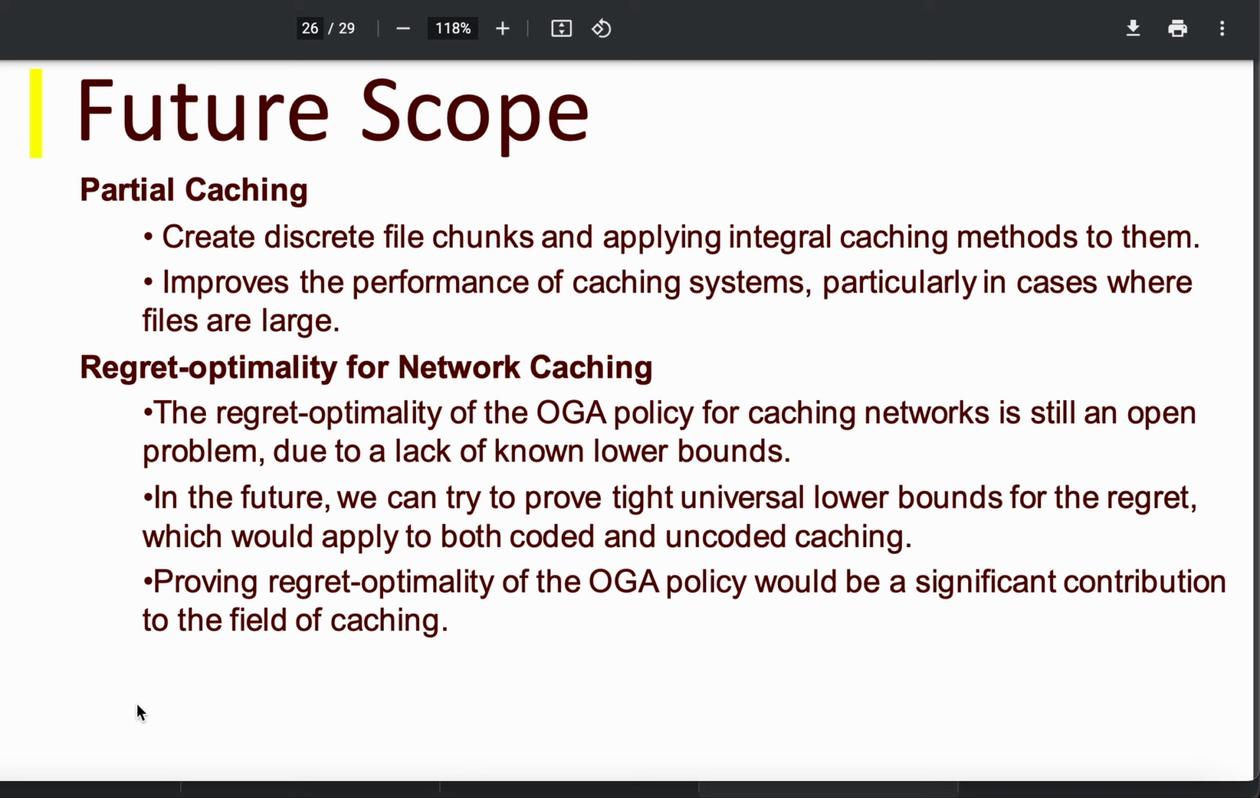And for network caching, unlike what we showed for OGA, the authors do not provide any lower bound or regret analysis for the case where we run it on the network caching problem. Work can be done to give a tight universal lower bound, which gives a more theoretical analysis of the proposed algorithm. That would be a significant contribution, right?